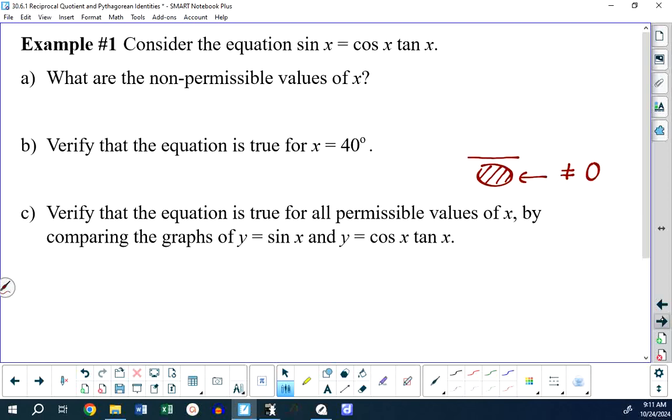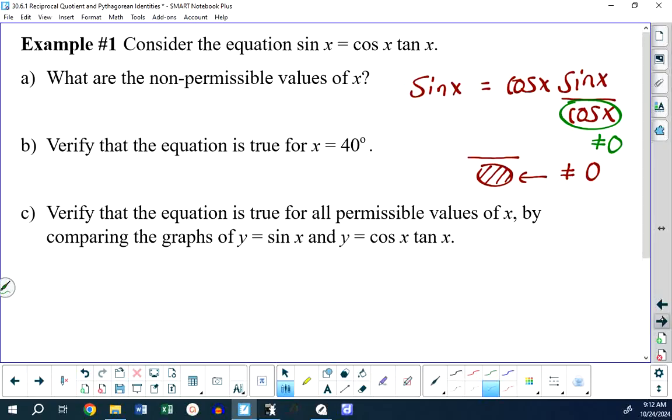How many of you see why cosine of x times tangent of x is always going to give you sine of x? It's because tangent is sine over cos, right? So what we want to do with this equation, I'm not proving anything just yet, I'm rewriting it using all sines and all cosines. And this is a very important strategy. And I see that I have cosine of x being a denominator, which means cosine of x is not allowed to be 0.